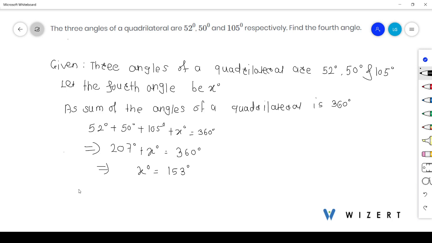153 degrees. Hence, the fourth angle of a quadrilateral is 153 degrees.